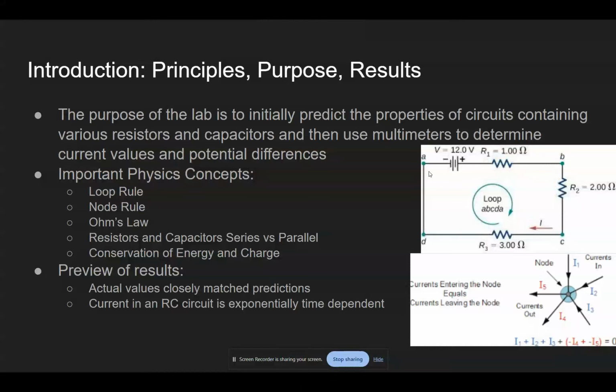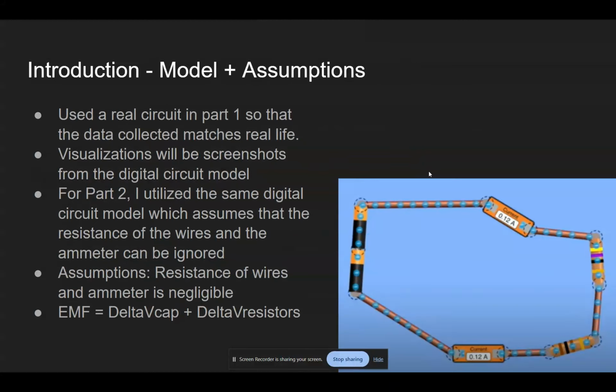Current in an RC circuit is exponentially time dependent. We used a real circuit in part one, so the data collected matches real life. Visualizations will be screenshots from the digital circuit model. For part two, we utilize the same digital circuit model, which assumes that the resistance of the wire and the ammeter can be ignored. Assumptions are that the resistance of the wires and the ammeter is negligible.